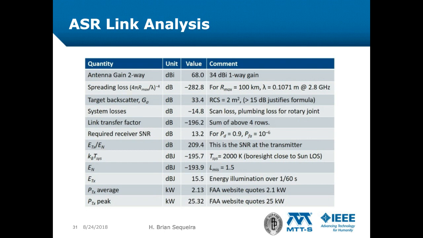Similarly, because the minimum range of operation of this radar is 12 kilometers, the pulse width cannot exceed 80 microseconds. And also, you must wait for the time of arrival of a target from 100 kilometers before you send the next transmitted pulse. And so that sets a limit on the duty factor of 8.4%. And so the peak power that is needed is 25.32 kilowatts. The FAA website quotes the peak power for the ASR-11 as 25 kilowatts.